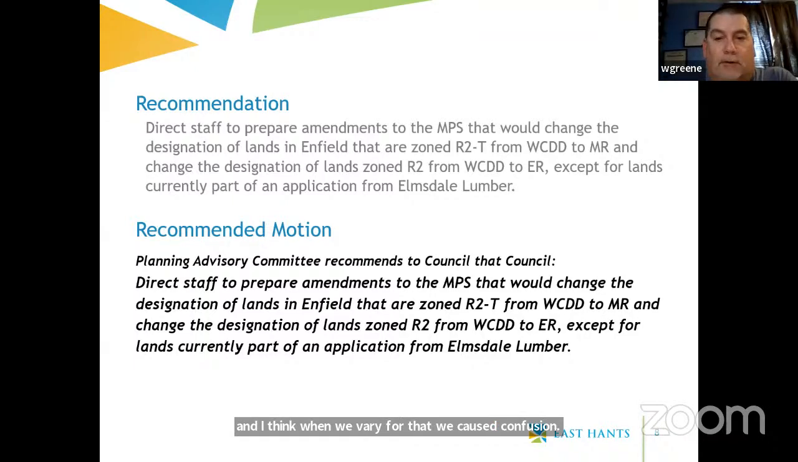Is there anyone else wishing to speak? Is anyone prepared to move the motion? Councillor Garden Cole, you're muted, Councillor.